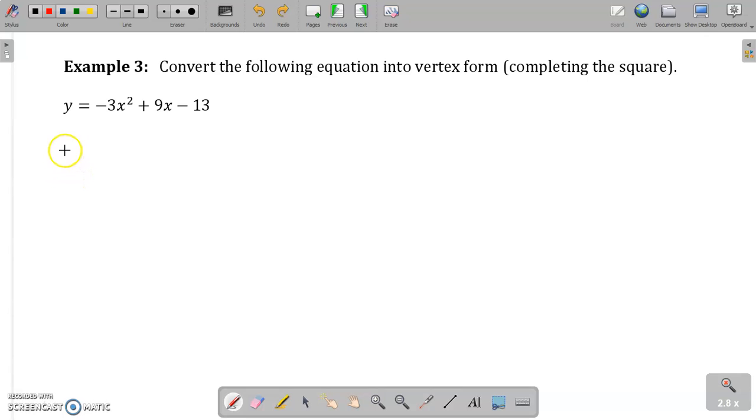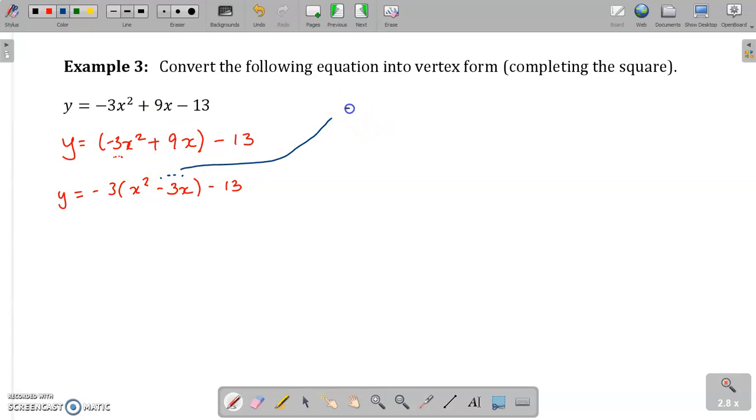Otherwise, I'm going on. So for this, following the steps, the first thing you'll do is put a bracket around the first two terms, following those same steps on the previous page, minus 13. And now we're going to factor out the a term from both of these terms. So we factor out negative 3, we're left with x squared, 9 divided by negative 3 would give us negative 3x, minus 13.